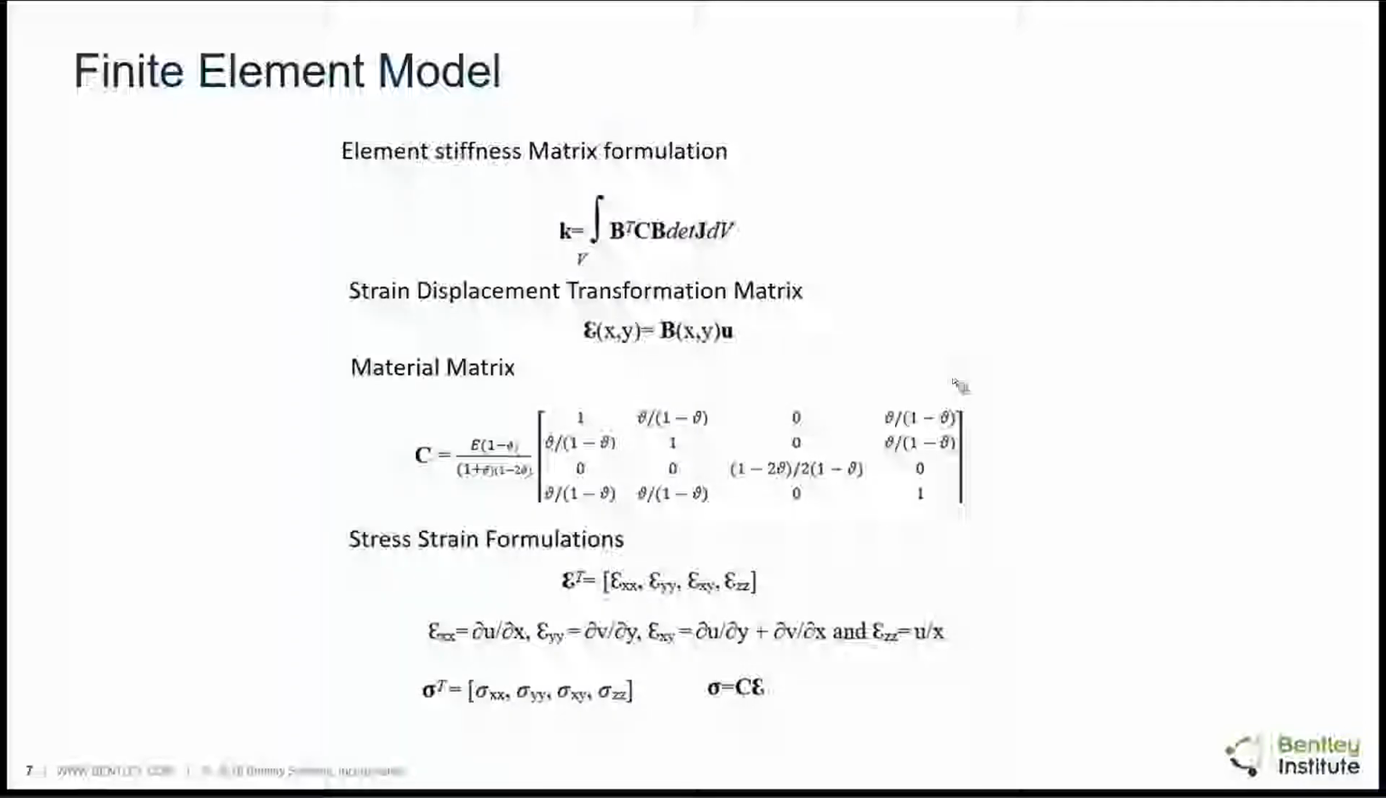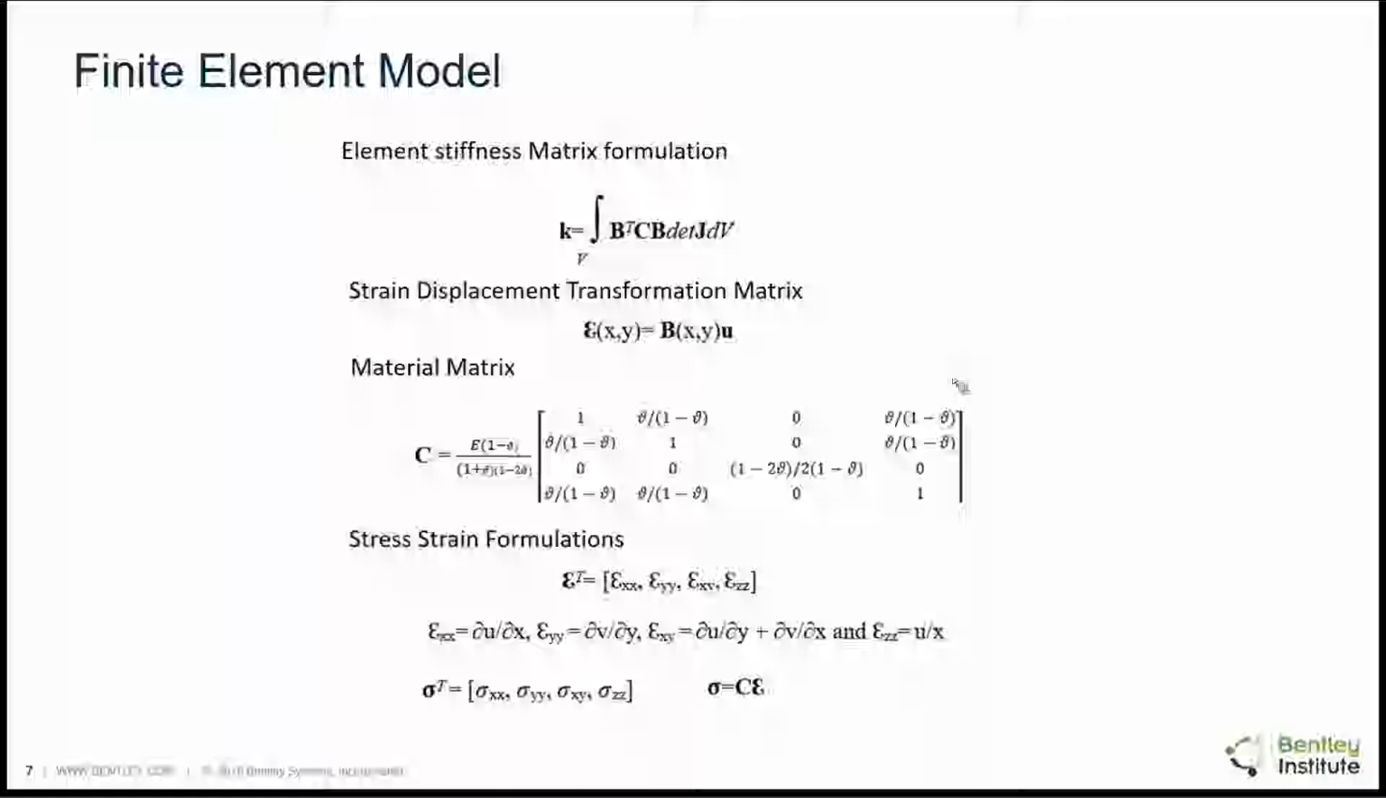Just a little bit of background on the finite element model, the theoretical part. I'm not going to get into too much detail here, just an overview. In the finite element, basically the K matrix, or the element stiffness matrix, is formulated by integrating the transpose of the strain displacement transformation matrix, the B matrix, B transpose times C, the material matrix, times again B, which is again multiplied by the determinant of the Jacobian. And that, when integrated numerically over the volume, gives you the element stiffness matrix.